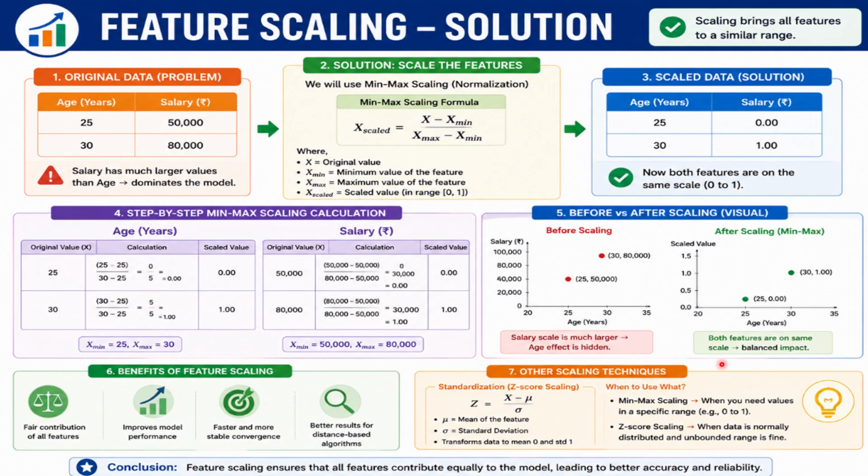Another scaling technique is Z-score scaling. Z is equal to x minus mu divided by sigma. Here mu is the mean and sigma is the standard deviation. All these values you can calculate.